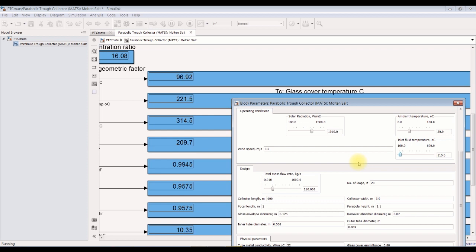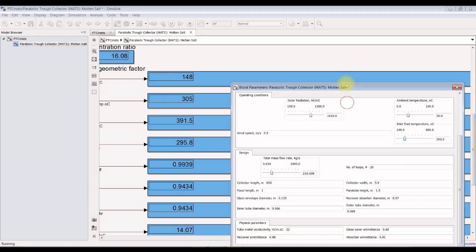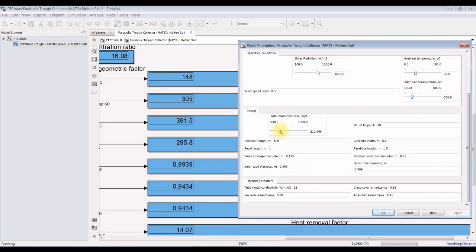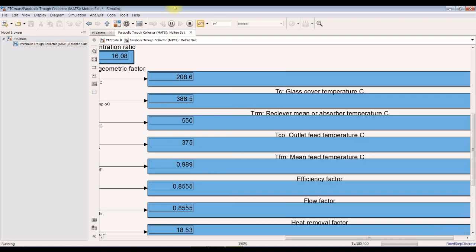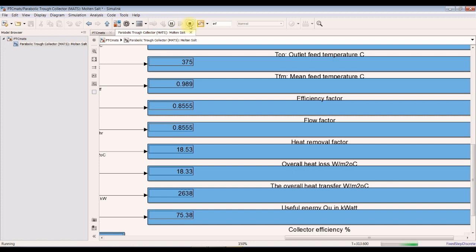Suppose I am going for 150 or 200 for molten salt. It's quite interesting. Okay, you can change this mass flow rate. So suppose I'm decreasing again up to 100. Okay, as you can see here, this is our result. That result, let's stop.